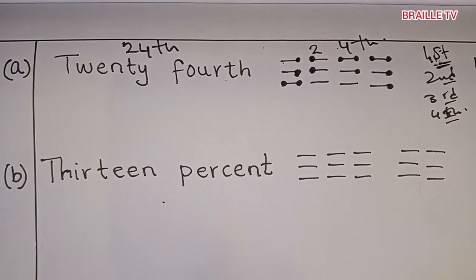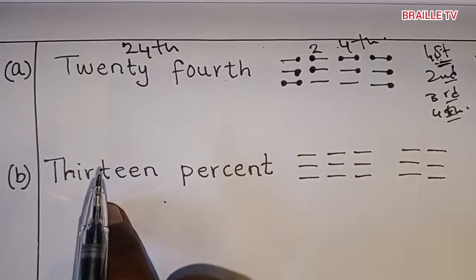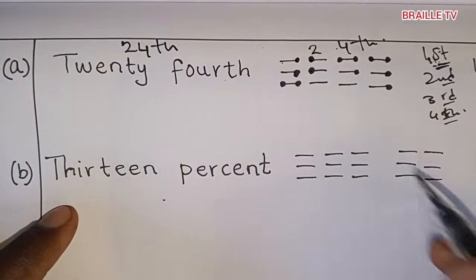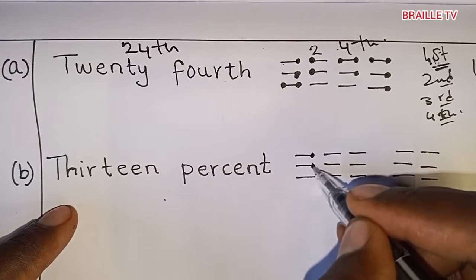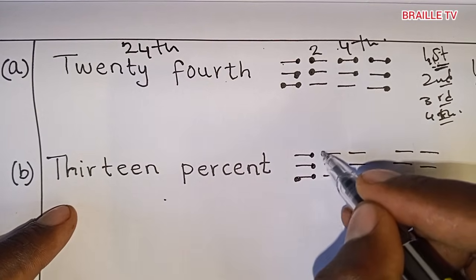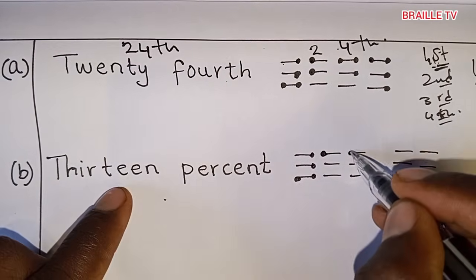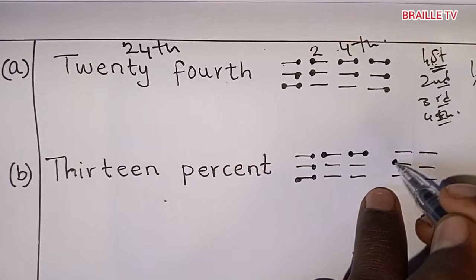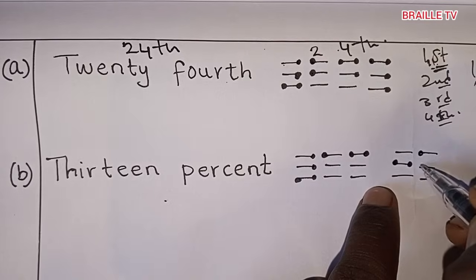But that was not the question. The question was to state. Let us now first write this one. 13%. Just come here and write the numeral sign, write 1, write 3, write it like that, and then give a space. Now this one is a percent, you give a space, then you write P like that.